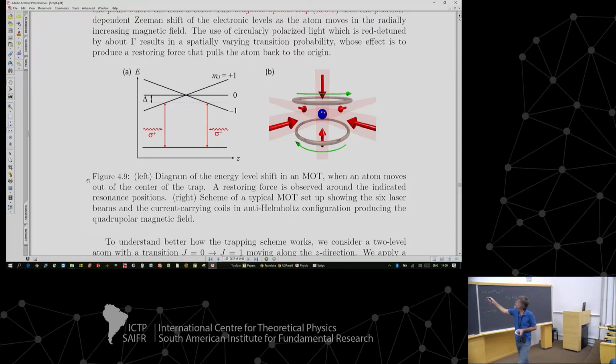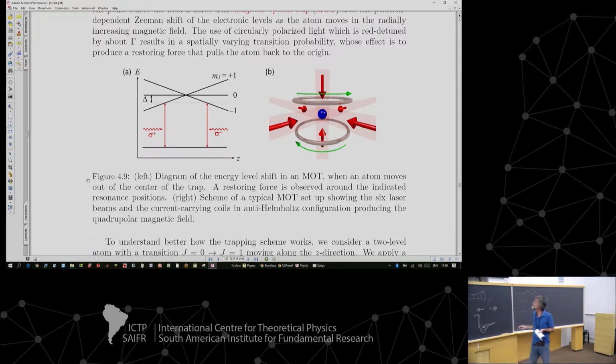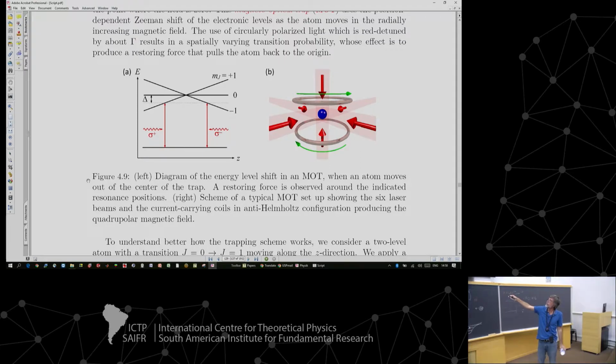And what this magnetic field does, as I already explained last lecture, is it makes a Zeeman splitting of your Zeeman levels. So this is a case where your J is 1, so you have three Zeeman states here: -1, 0, and +1. Since it's a quadrupolar field, the magnetic field is proportional to the distance from the center, so it's linear. So Z is proportional to the magnetic field B. I can draw it like this. It's linear.